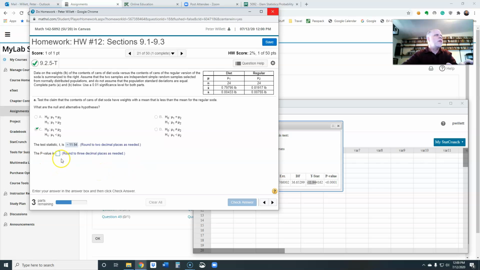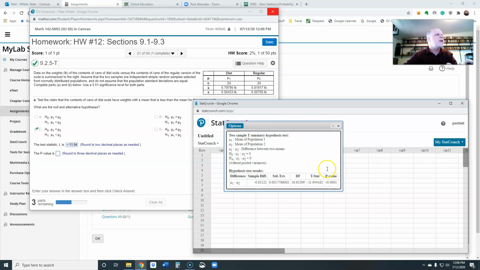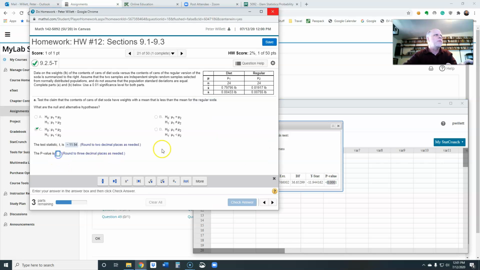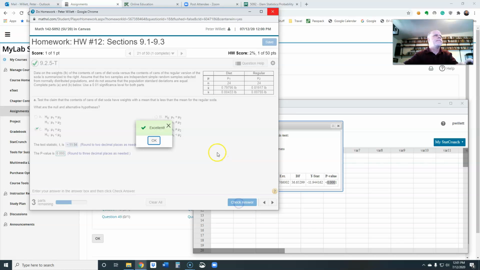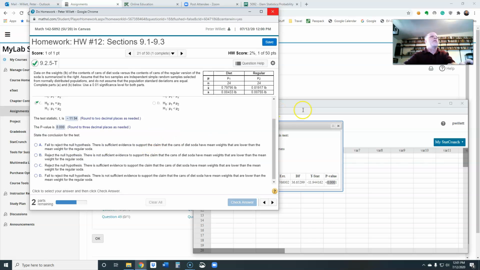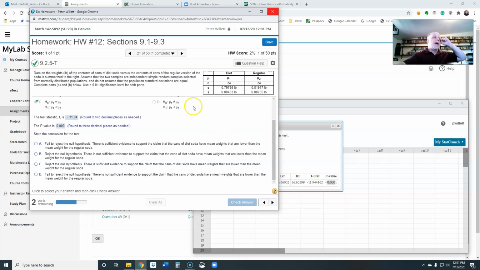Then it says they want the p-value, which is also here, and that's rounded to 3 decimals. Yes, 3 decimals. And it says it's less than a 1 after 4 decimals. So if I round that to 3 decimals, I just get zeros. But I'm going to copy those 3 decimals and put that in. That looks right. Okay. So that was the test statistics. And now we're supposed to draw a conclusion from that.